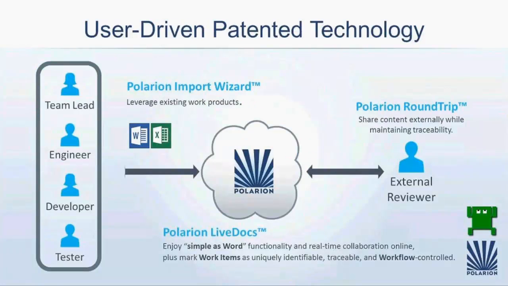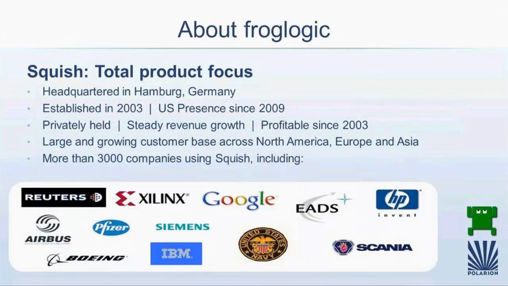Lastly, Polarian really strives to focus on the user. So a lot of the technology that we have in our tool really focuses around giving the user what they need and really enhancing the experience for the user. So just making things easier and using the tools that you already have, that you're already familiar with, as a sort of template for what we do. And so this includes things like our import wizard for importing from Microsoft Office, our live docs that give you a very simple Word-like functionality, and round trip that allows you to collaborate with people who may not be using Polarian. At this point, I'd like to hand it over to Amanda for a bit, and she'll tell you a little bit about FrogLogic.